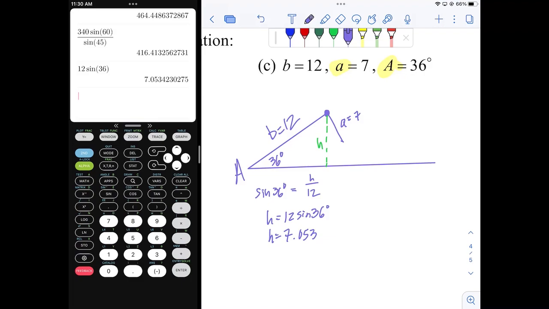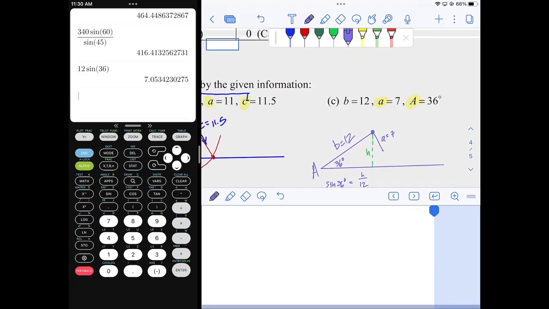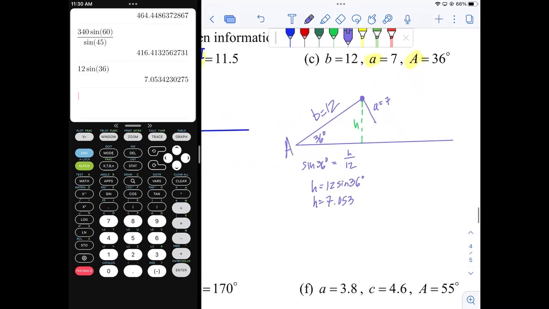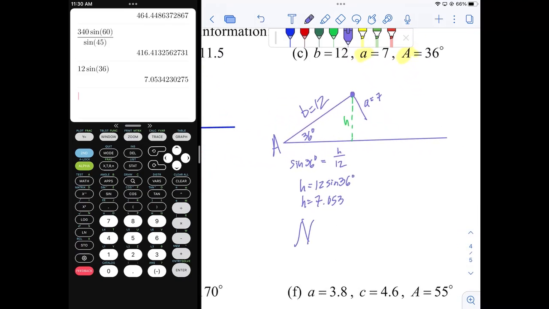It almost does, right? If it sticks its tongue out or something, it might reach it. Or it stretches its nose. I don't know if you can stretch your nose, but maybe. So this is no solution. I'm sorry, it's no solution. But had our side been 7.5, there would have been 2 solutions because 7.5 is less than 12. You would have had 1 over here and 1 over here. But the side length was 7.